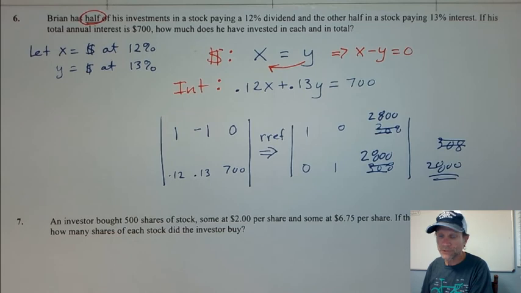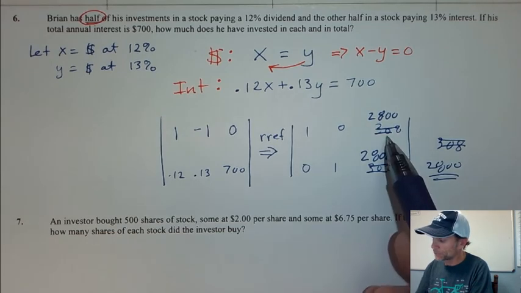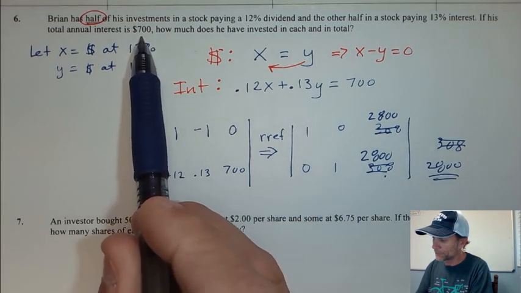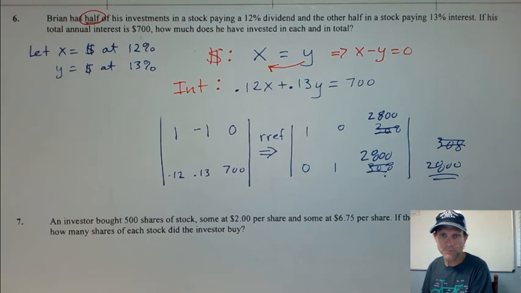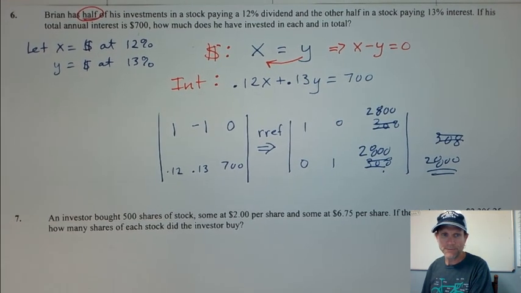Sometime I felt like my numbers were way too low to produce an interest of $700. So somewhere I wasn't careful enough on my first calculations. So be careful, and hopefully that's helpful. Thanks.